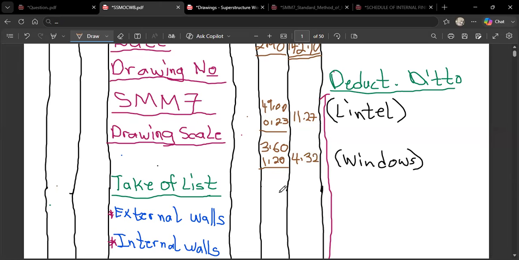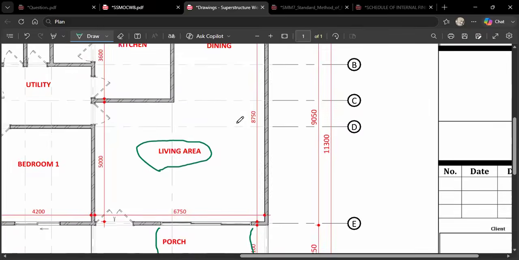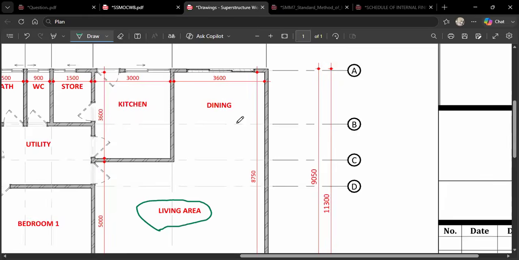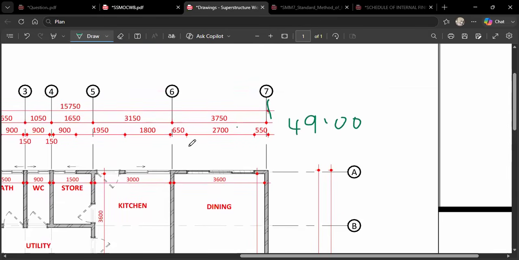Then from here, we are not done with the windows. We are still measuring more windows. Since we are done with the living area, now let's go to the dining. And the window at the dining is what? Cut it over here. It is 2,700, from here to here. So this is going to be 2.70 times 1.20.